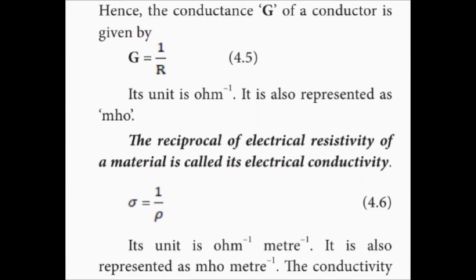It is also represented as mho. The electrical conductivity is the reciprocal of electrical resistivity. Thus, sigma equals 1 by rho. Here, rho is electrical resistivity and sigma is electrical conductivity. The conductivity unit is ohm inverse meter inverse.